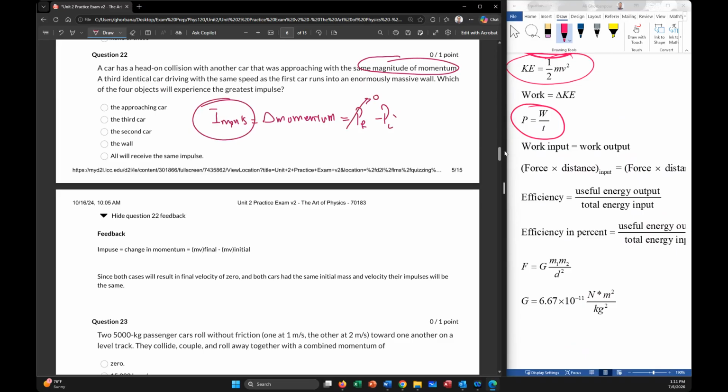Okay, because impulse is the final momentum minus the initial momentum. The initial momentum of all of them is the same, and the final momentum of all of them is the same because they all stop, yes? So the change of momentum for all is the same, so it means that the impulse is the same. Make sense? So all receive the same impulse.